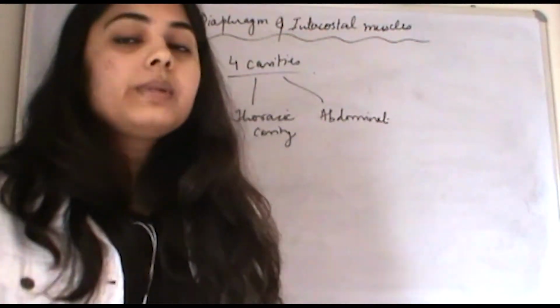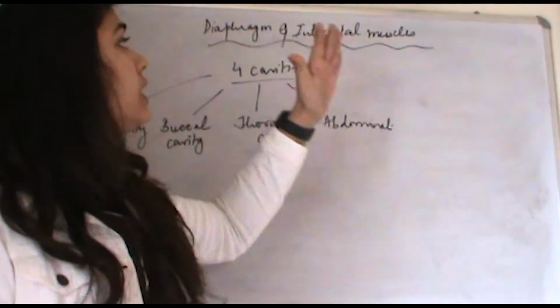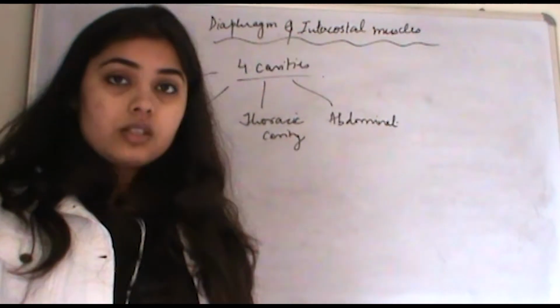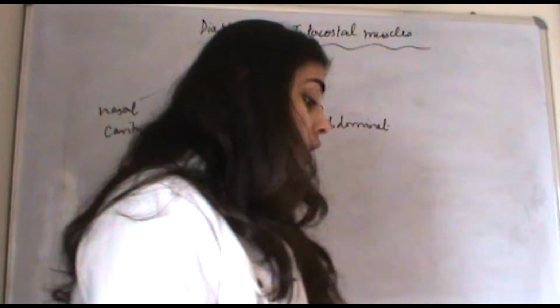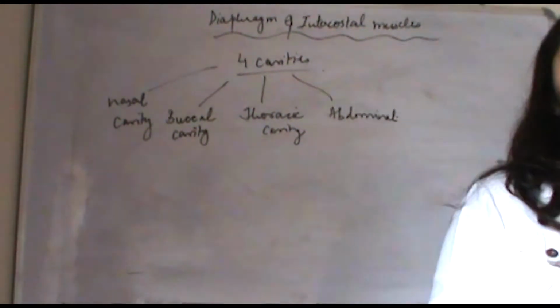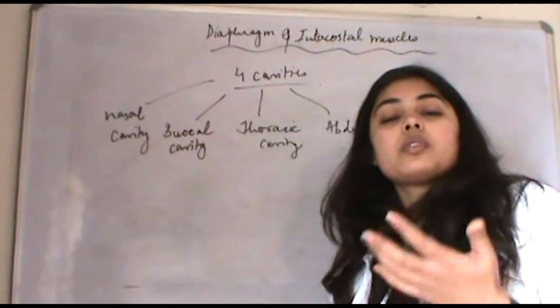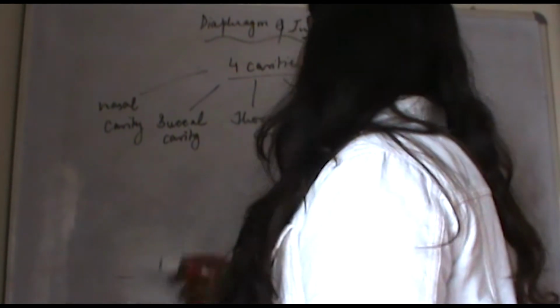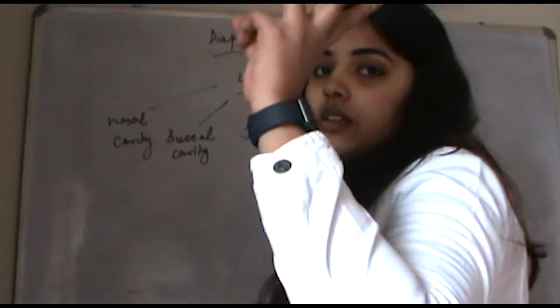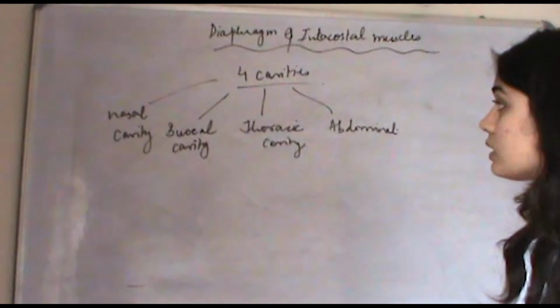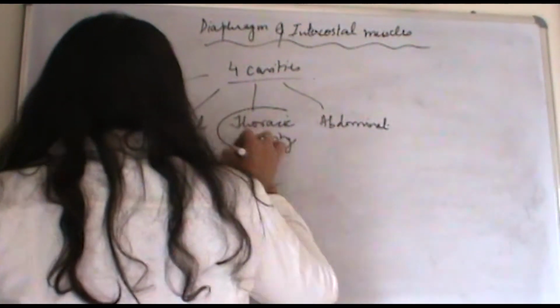So in this video we will be studying how the diaphragm and the intercostal muscles are present inside your body, how they are arranged, and in what way they are arranged, that they are helpful in performing the process of respiration. I've already told you, 4 cavities: nasal, buccal, thoracic, and abdominal. So the first cavity which we will be talking about here is the thoracic cavity.